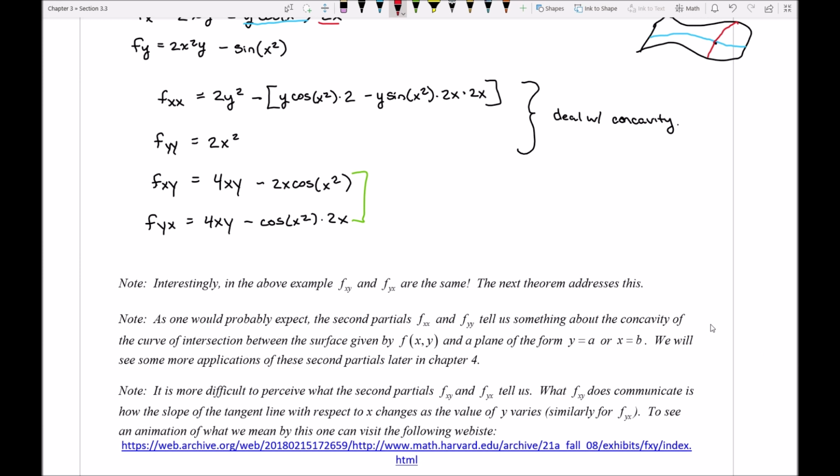Okay, so that applet is kind of a weird thing. It illustrates that there are some things that this fxy and fyx can tell us, but they are a little bit strange to see.